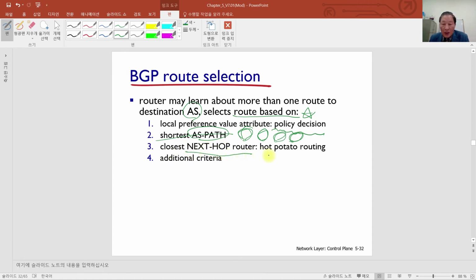Next is the closest next hop router. The closest one will be chosen. That is similar to hot potato routing. Think about a hot potato, so hot, you pass it from your hand to another hand as soon as possible. Thus the closest one is the next one to send to. And if we have something more, that can be considered depending upon additional criteria.